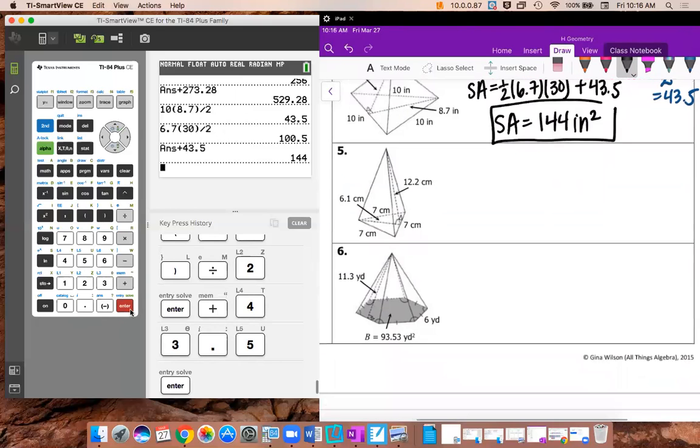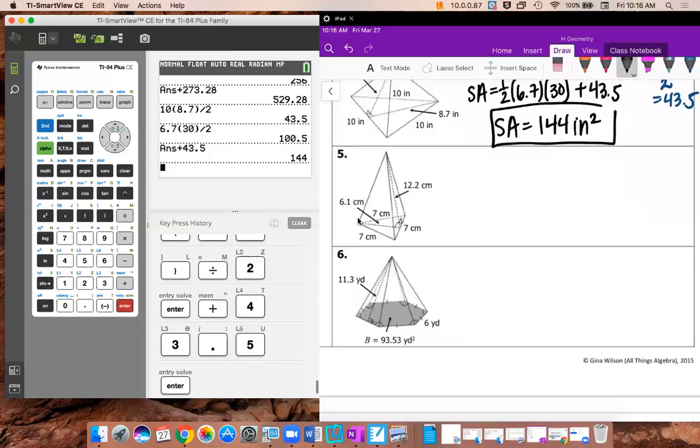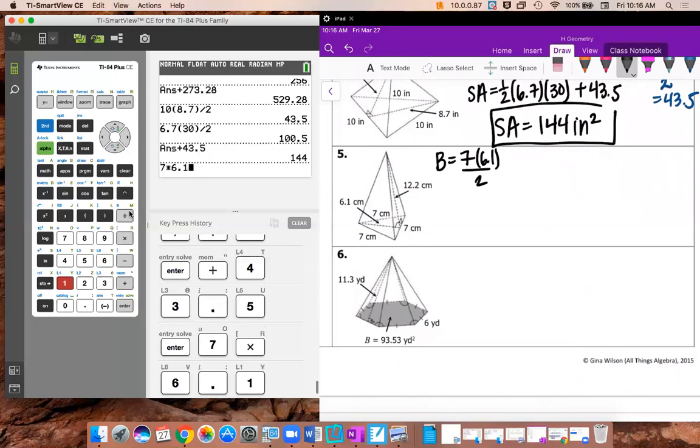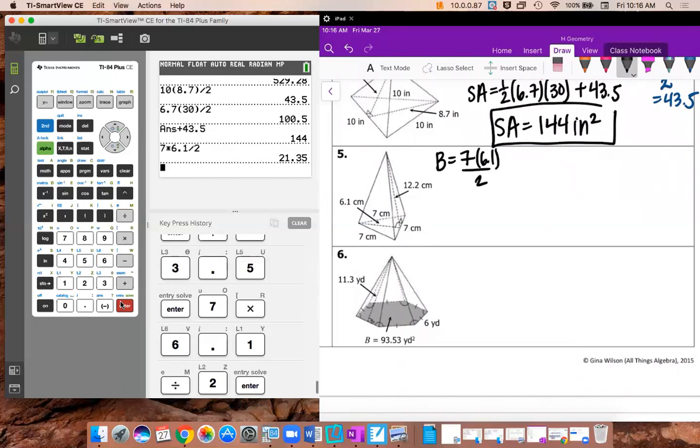Okay, number 5 is very similar as well. So we've got a triangular based pyramid. It gives us the height of the triangle is 6.1. The base of the triangle is 7. It gives us a slant height of 12.2. So it looks like we're going to do the same steps as the first problem. So let's start by finding the area of the big base. So we've got base of my triangle, which is 7, times the height of the triangle, which is 6.1, divided by 2. So 7 times 6.1 divided by 2. The area of that base is going to be 21.35.